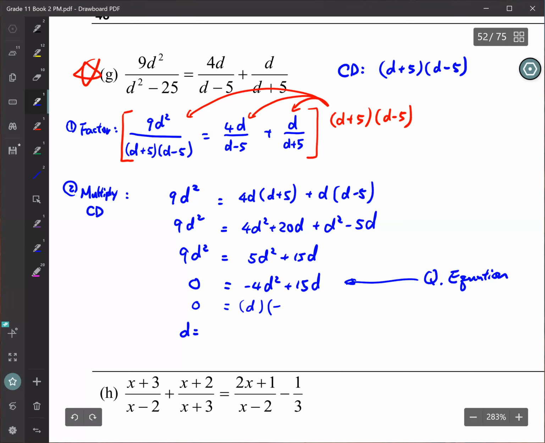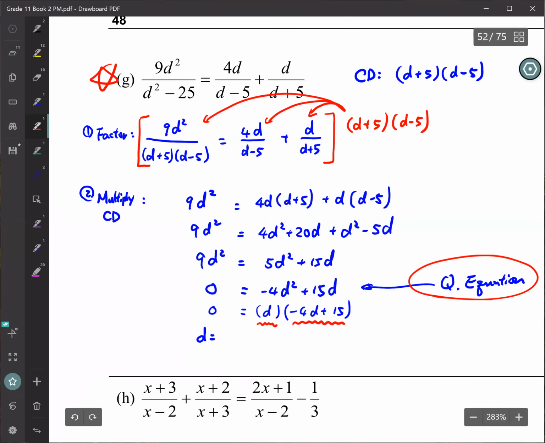Negative 4D plus 15. Yeah, so once you factor the D out, then you have 2 factors. One is the D, one is the negative 4D plus 15. Then you just solve each one. You make each of the brackets equal to 0. That's how you solve. You have to take out your book 1 and take a look at quadratic equation, how to solve quadratic equation. This is very, very important.